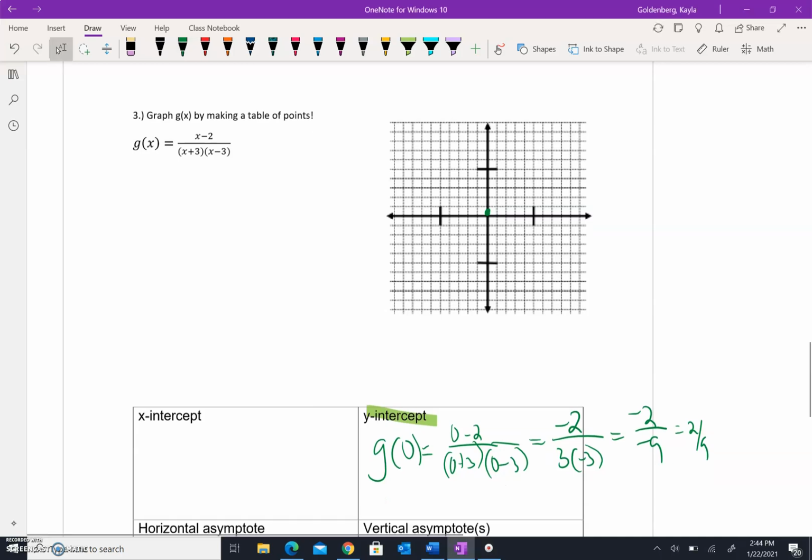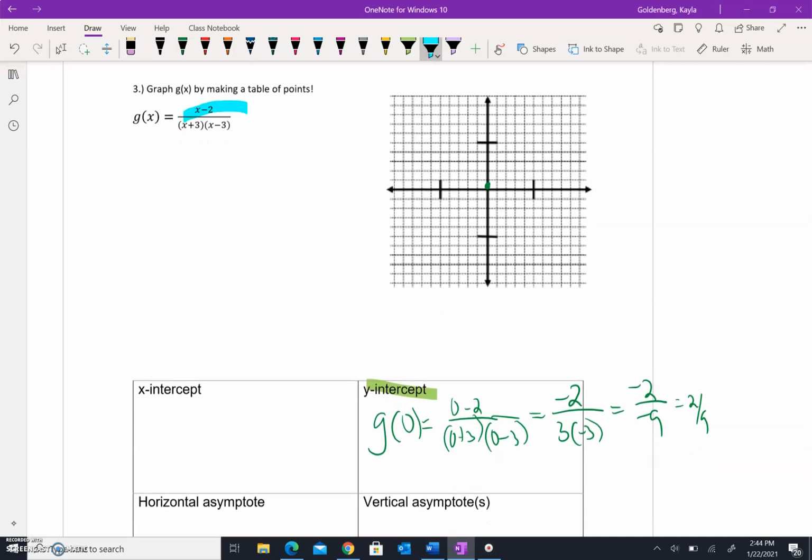Then I'm going to find my x-intercept. Remember, you want to think about what will make the top of my fraction 0. That will make the output 0, because if you have 0 over something, that means it's 0. So we're just looking at the numerator. X equals 2 would make that happen. So my x-intercept is going to be 2, 0, whereas my y-intercept is 0, 2/9. So I'm going to get that point plotted as well.